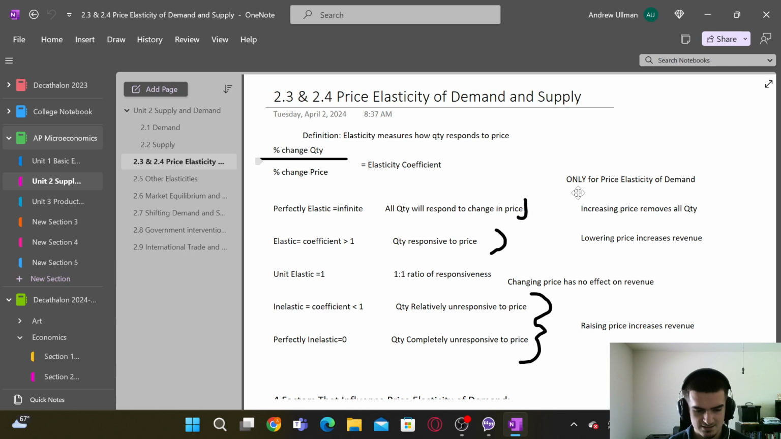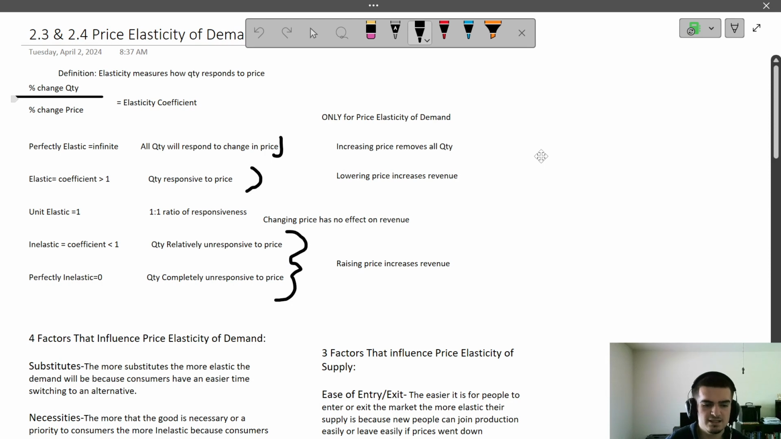All right, next is elasticity. So elasticity measures how quantity responds to price. It's a percent change in quantity over a percent change in price, and that gives you your elasticity coefficient. It's the exact opposite of slope, which is change of y over change of x. So that's how I remember it. I go from slope and then work my way back, from change in quantity, which is the x-axis, and change in price, to percent change in quantity over percent change in price. That gives me the elasticity coefficient.